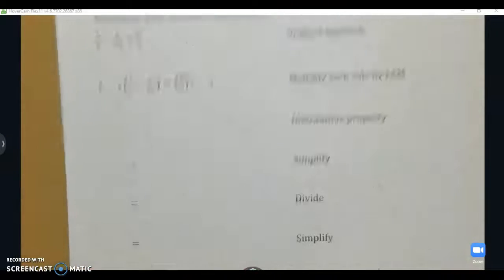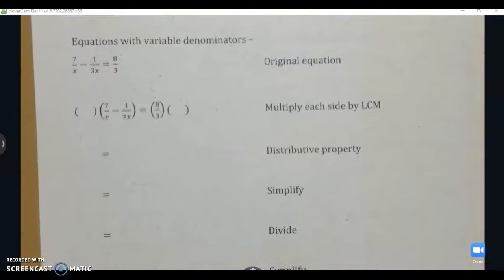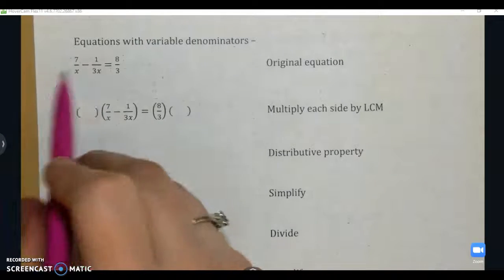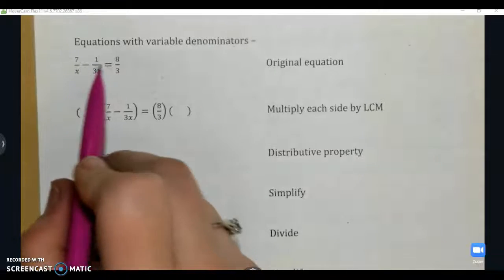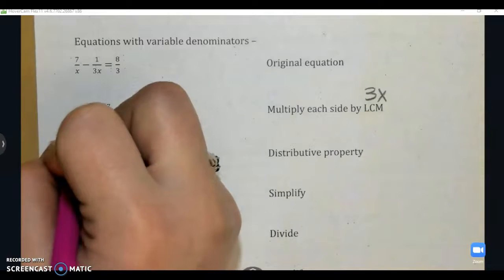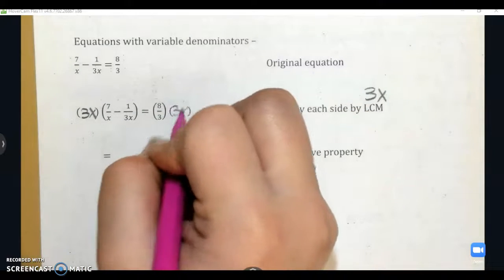So now, that was with constant denominators, meaning we had just numbers. Now what do we do when we have variables in the denominator? It's the same process. We're still going to look for our least common multiple. It's just now also going to contain some variables. So let's find our least common multiple in this original equation. I've got x, 3x, and 3. So that least common multiple is going to be 3x. So we'll multiply by 3x on both sides.